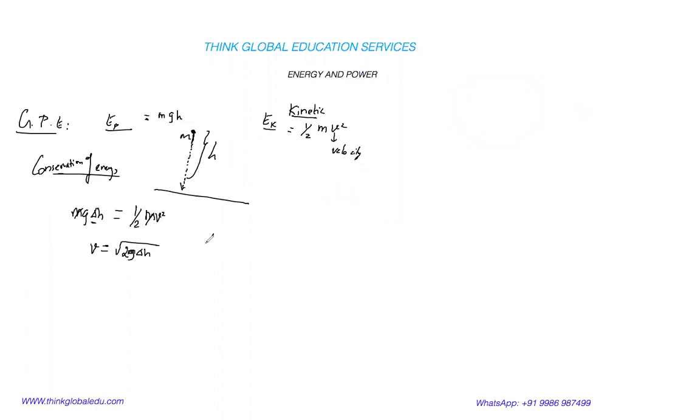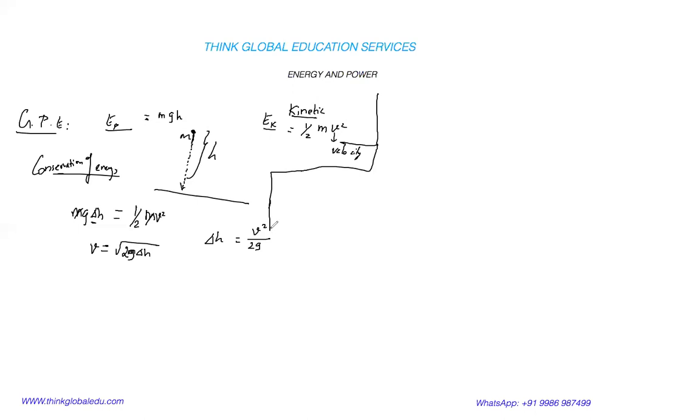Now we can also rewrite the equation to find the height. That is the change in height, which is equal to, again the mass and mass will get cancelled, so we will get v squared divided by 2g. Now here also mass doesn't matter. So now we have discussed potential energy, gravitational potential energy, and kinetic energy.